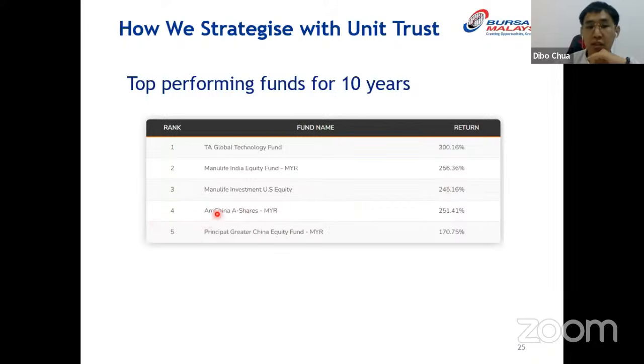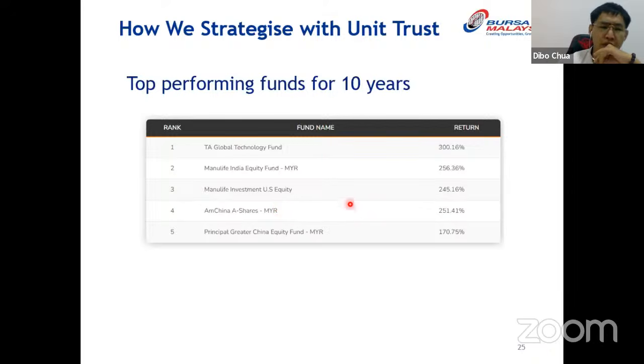Then, of course, this is M China A shares. So this is China funds, okay? And it's a very, very good return as well for the last 10 years, 250%. So typically, you can see here, there's a lot of big returns for it already. The TA Global Tech, it's a specialized technology fund. India, it's I would say Asia Pac, okay? And then US funds, China funds.